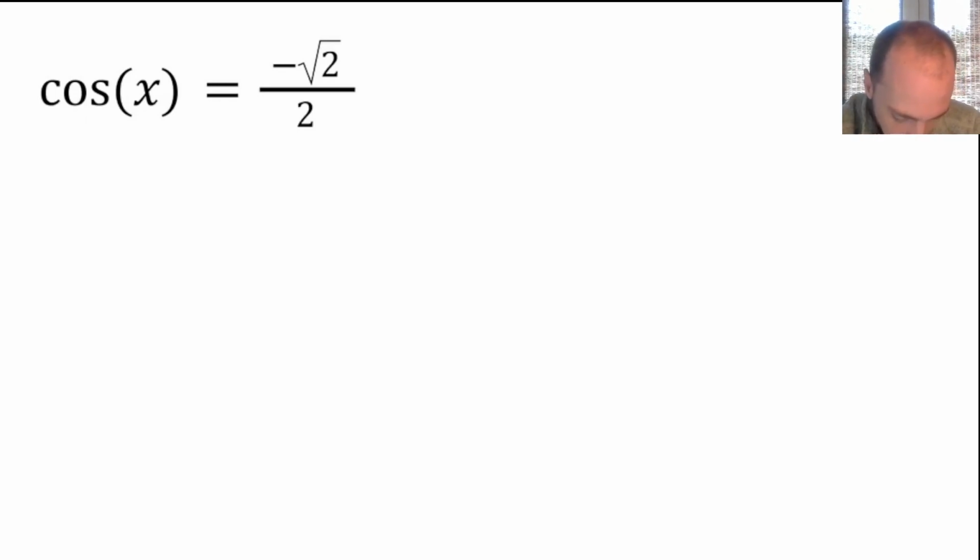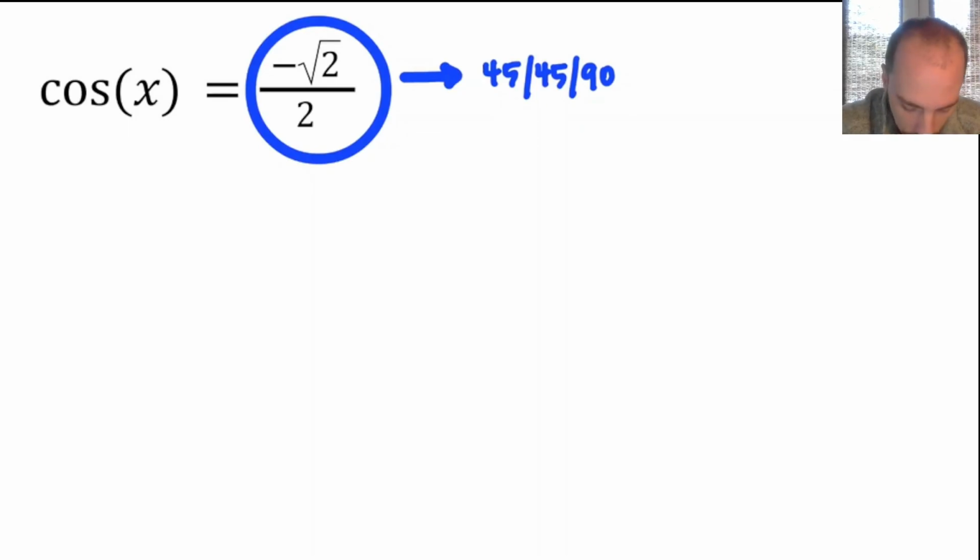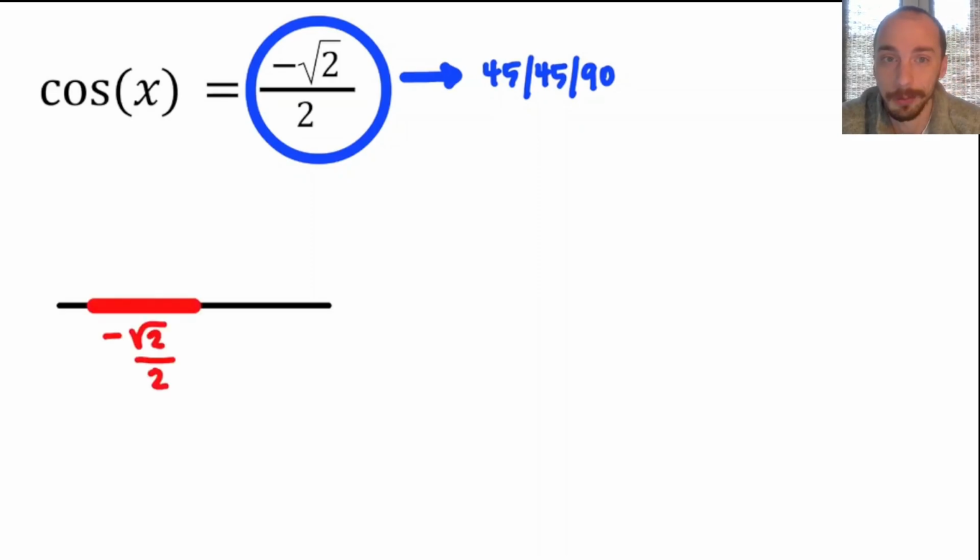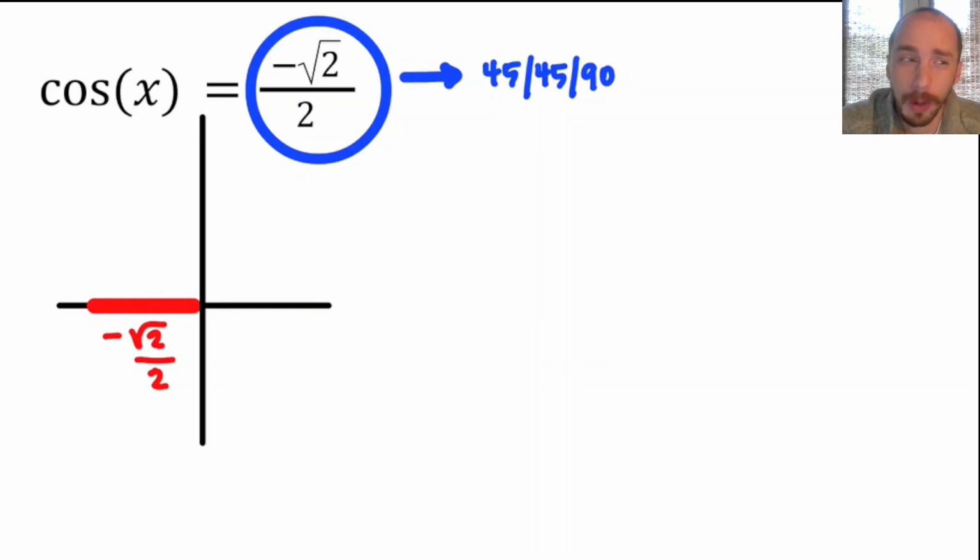So, cosine of x equals negative root 2 over 2. That's a number that hopefully at this point you're recognizing, if you've done the homework. That's the type of number we get on a 45, 45, 90 triangle. Also, cosine, remember, represents the horizontal displacement from the y-axis. So I'm just going to draw a little x-axis here. I'm going to draw what I think is negative root 2 over 2, so that means I've gone left that amount. That gives me my idea of a y-axis right there.